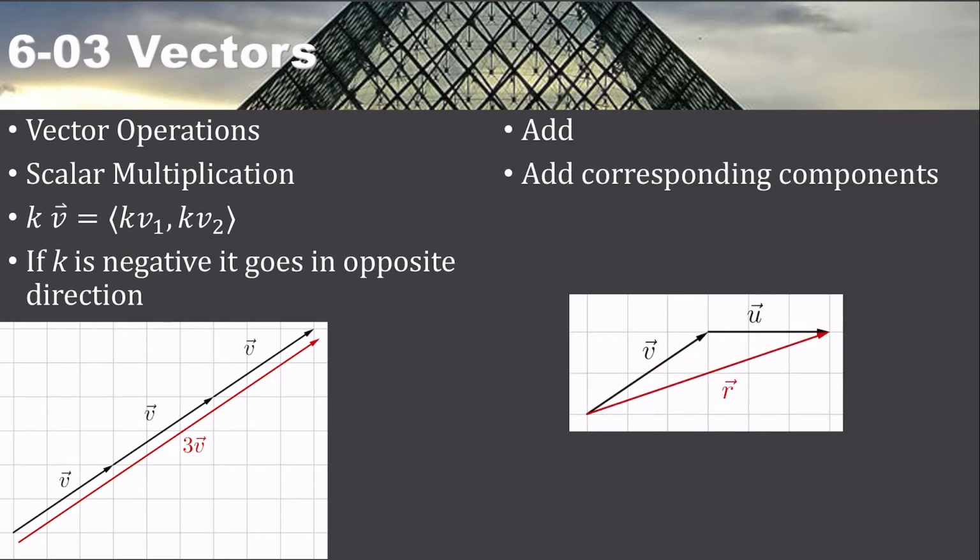To add vectors graphically, you would draw the first vector, and then you draw the second vector at the end of the first vector. So you have vector v, its arrow, then you draw vector u with its arrow, and then the sum, we call it r for resultant, goes from the very beginning to the very end. Well, it turns out that if we just add the corresponding components, we end up with the same thing as the drawing.